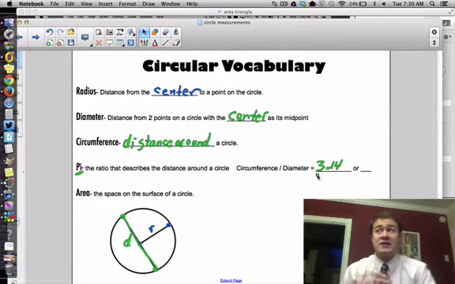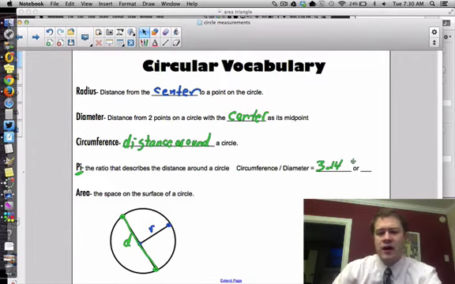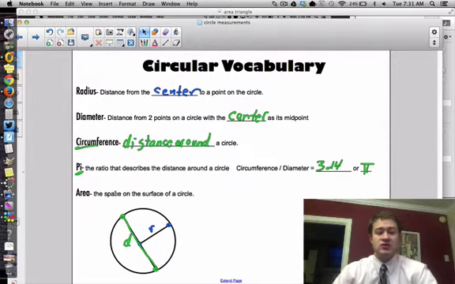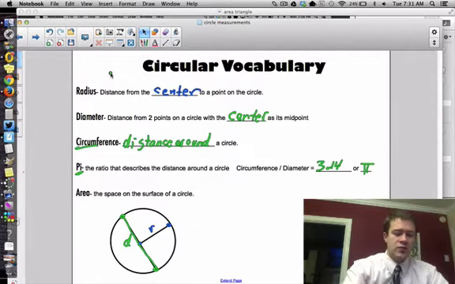And they found that for every circle. It didn't matter what diameter it was, how big it was. The circumference was always 3.14159, and it kept going, times the size of the diameter. And so they called this special number pi. That's where we get this number pi. We'll be using that for our formulas for circumference as well as area. And area is simply the space on the surface of a two-dimensional circle. Those are our parts for that.